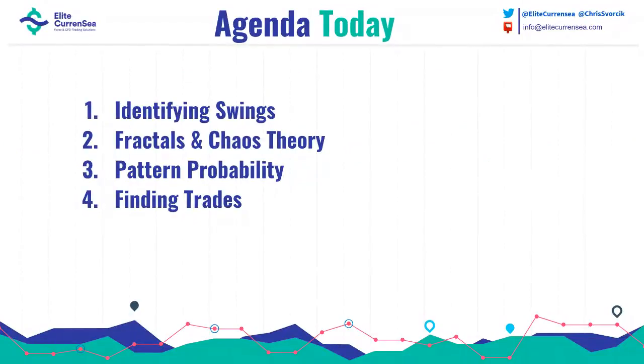So today we're going to take a look basically at identifying swings, because that's really an important part of understanding the momentum and correction and gravity, energy in the market. We'll connect that to fractals and chaos theory, how patterns are very important, and how they can sometimes fail and confirm, and what kind of probability is connected to that, and then finding trade setups. So that's what we're going to discuss today.